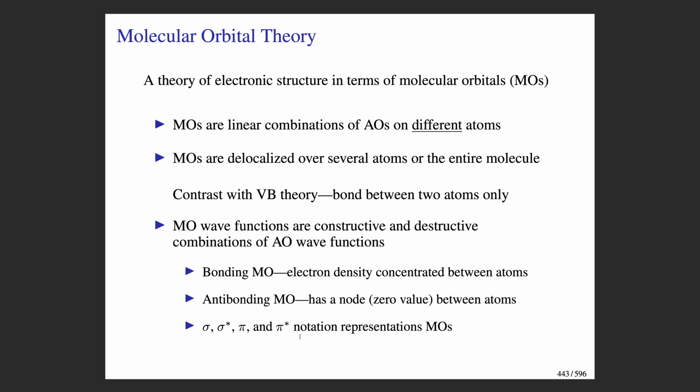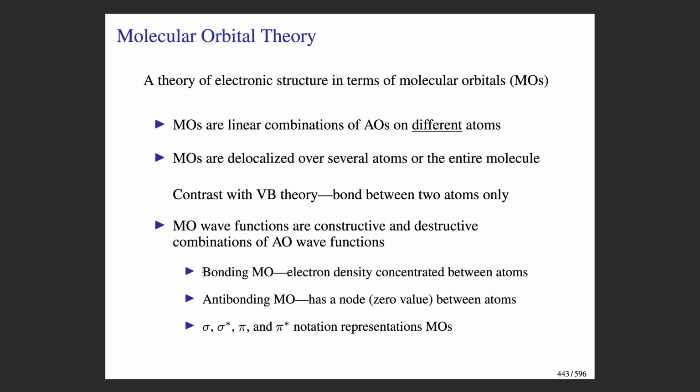Molecular orbitals are wave functions, and they are built up from atomic orbitals, which are also wave functions. And so when you combine atomic orbitals from different atoms in different ways, it leads to constructive interference in some regions of space and destructive interference in other regions of space. And so we can distinguish between different types of molecular orbitals.